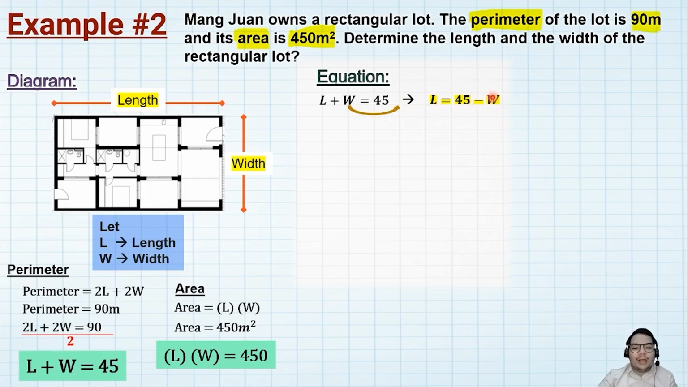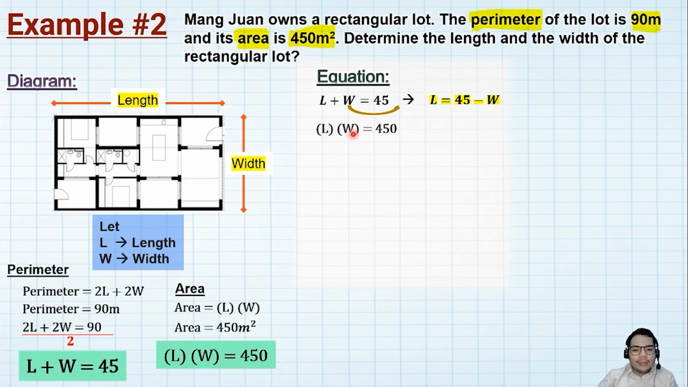So, ayan yung gagamitin natin. L is equal to 45 minus W. So, we will now have a representation of the length in terms of the width W. And another thing that we'll be using is, ayun, galing siya dun sa baba. The area of the lot, which is 450. That is represented as well in terms of L and W. So, length times width is equal to 450.